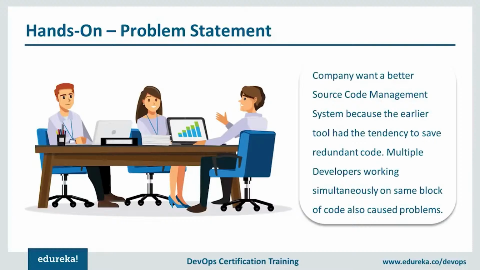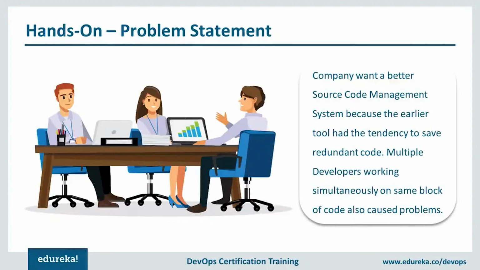So now that I've told you so much about version control systems and Git and different operations in Git, let's move on to a hands-on part where we'll be performing all these operations. So we have a company where 3 developers are working. Now, they want their company to have better source code management. Whenever I say source code management, I'm referring to the version control system. These developers want better source code management because the earlier tool had the tendency to save redundant code. So they did not want redundant code in the system.